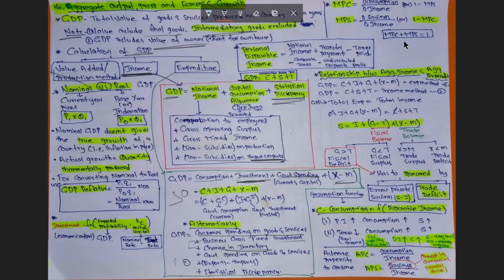And the value-added method is, we know that whatever value is added in the manufacturing process is added back in the national income. So personal disposable income is the income that is left over for the people to spend. That is national income plus transfer payments, any pensions or subsidies received by individuals, minus taxes paid, minus corporate taxes, minus undistributed corporate profit, that is reserves maintained by the corporations.